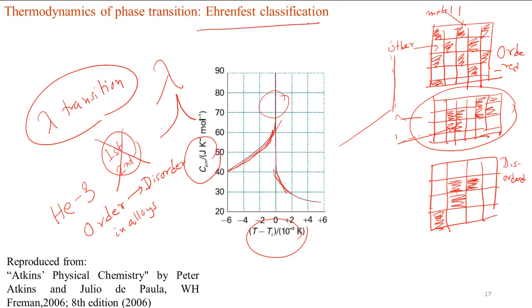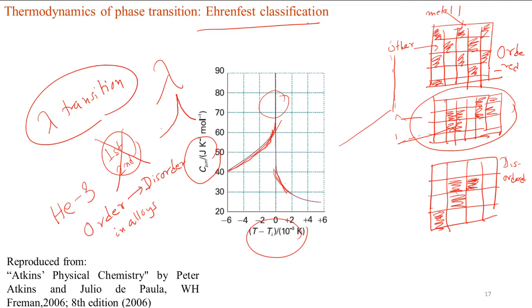So according to Ehrenfest, all these phase transitions can be divided into three categories. First order, where the first derivative is discontinuous, or the slope is discontinuous. Second order, where the first derivative is continuous but the second derivative is discontinuous, or the curvature is discontinuous. And there are also lambda transitions, partly first order and partly second order, which you cannot categorize as strictly first order or strictly second order. And we gave two examples. One is for helium-3, one is for the order to disorder phase transition.